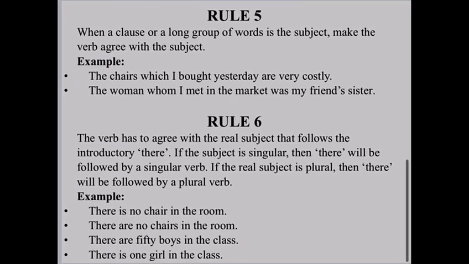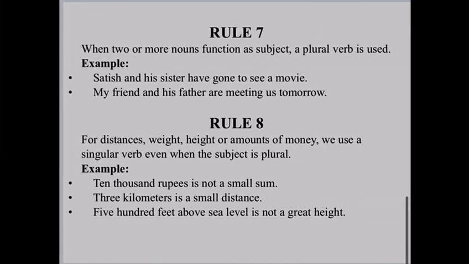Example, there is no chair in the room. Here the subject is chair. We're talking about the chair, and chair is a singular form. Therefore, the verb used here is, which is again a singular form. There are no chairs in the room. Here, again, chairs is plural. Therefore, the verb used here is are. There are 50 boys in the class. Here, the subject is boys. Therefore, the verb used is are.